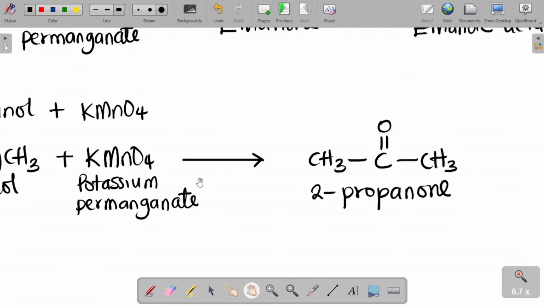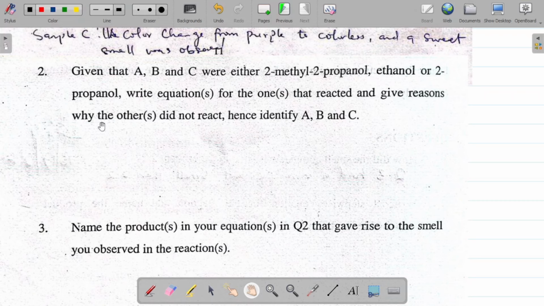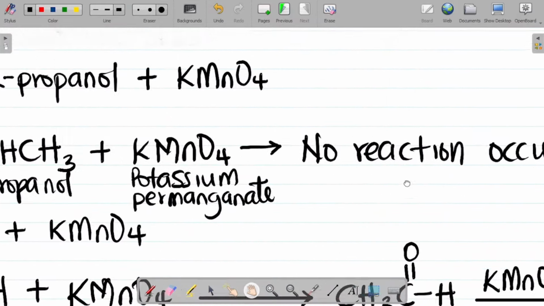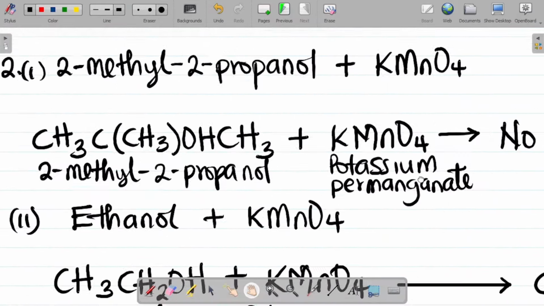All right. Let's proceed to the question again. So what's the next task there? The next task says, give reasons why the others did not react. If you look at this, the first one here, no reaction occurred. So why was there no reaction here? The answer is simple.